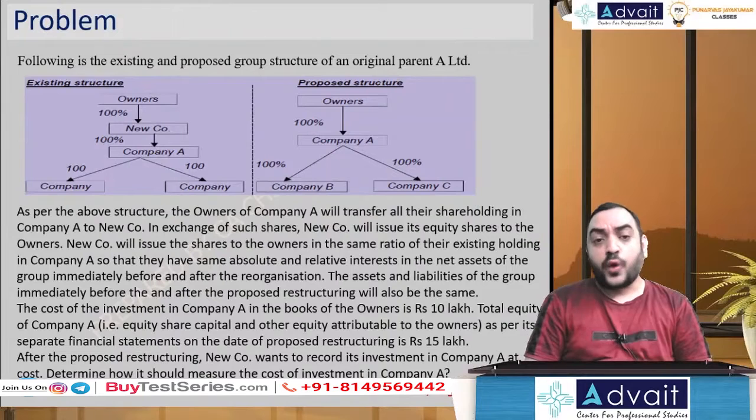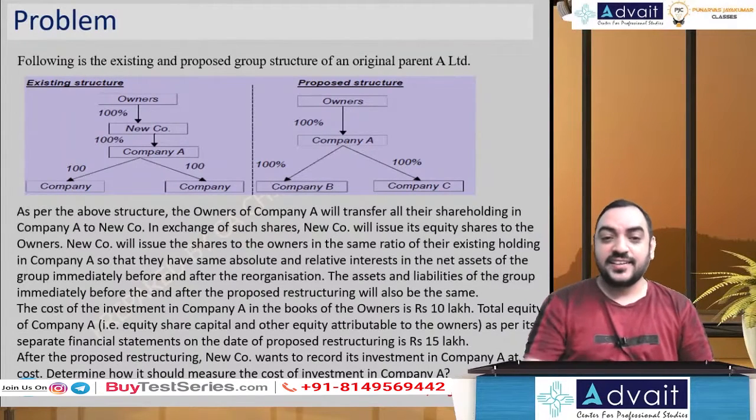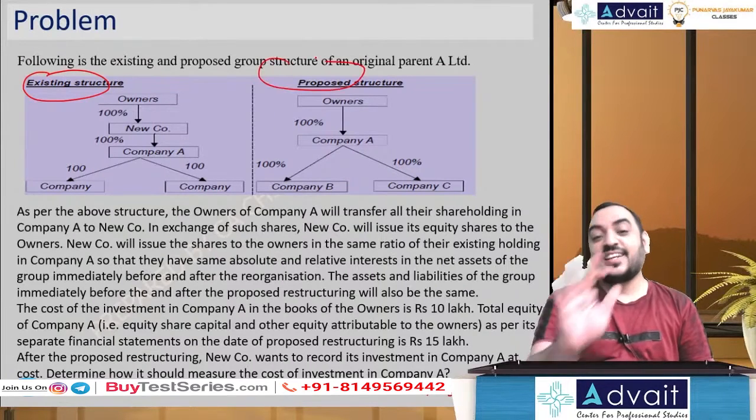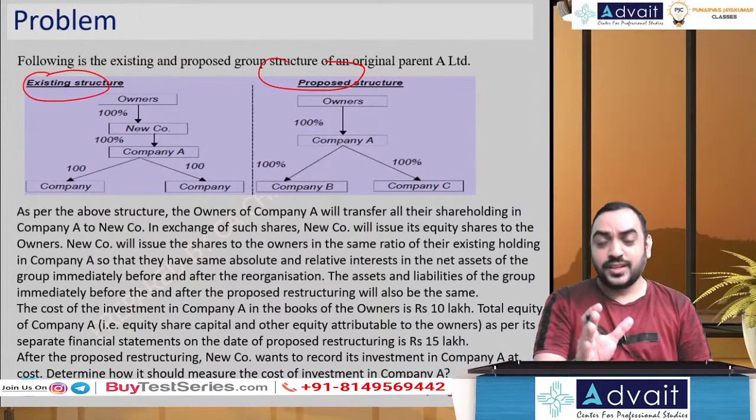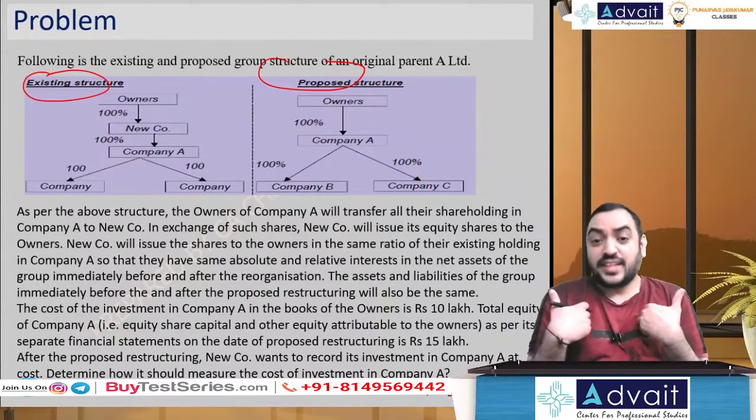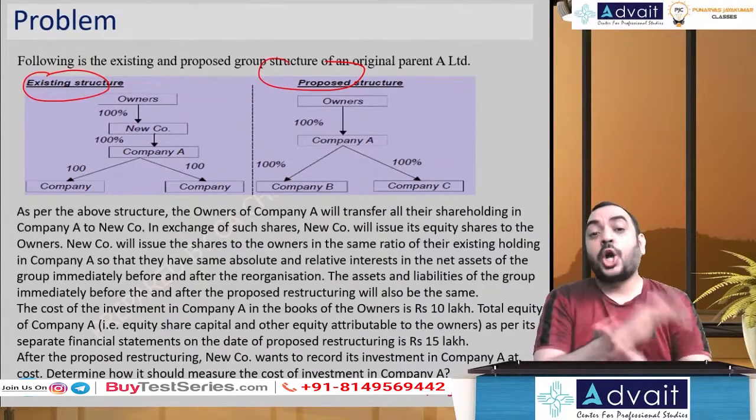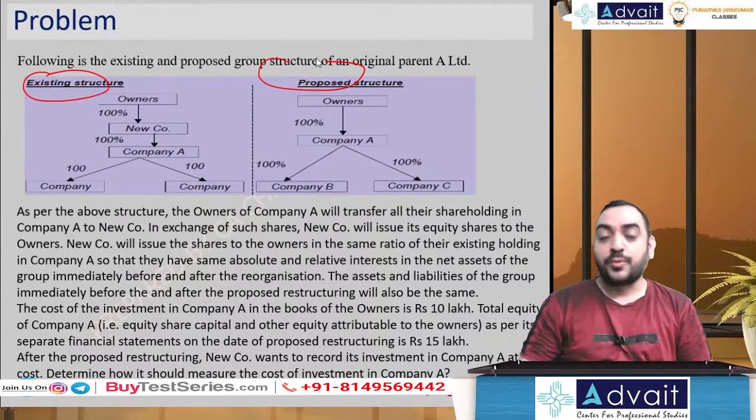Let us read this. Following is the existing and proposed group structure of original parent A Limited. As per the above structure, owners of company A will transfer all their shareholding in company A to a new company. This is amusing me. I don't know whether my understanding is correct, I will just give my opinion. It looks like the heading of the problem is interchanged. This is an institute question, so I've kept it as it is. But in my understanding, it looks like this heading is not proper. It is interchanged. Correct me if I'm wrong.